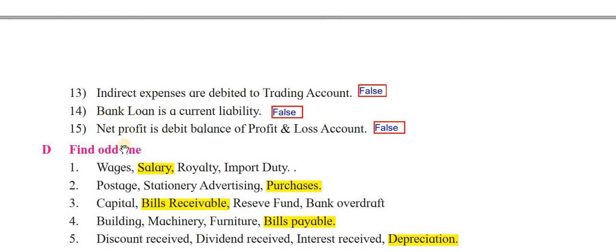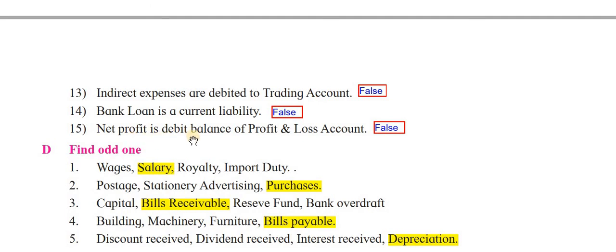14th, bank loan is a current liability. A huge no. ये false statement है because bank loan is not a current liability. It's a long term liability है ना, जो बहुत सालों तक आपका लोन आप लेते हो तो you have to pay the installment, so whatever, लेकिन long term के लिए होता है. So that's why it's not a current liability. That's why the statement is false.